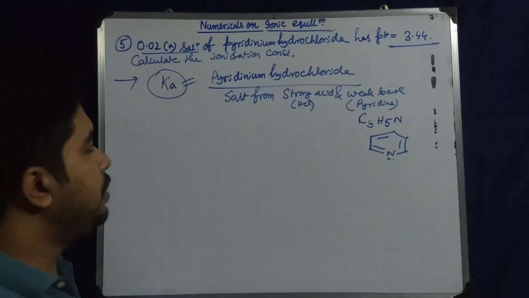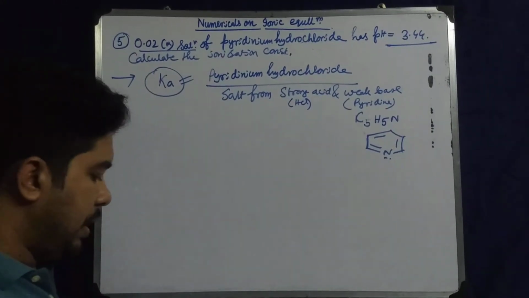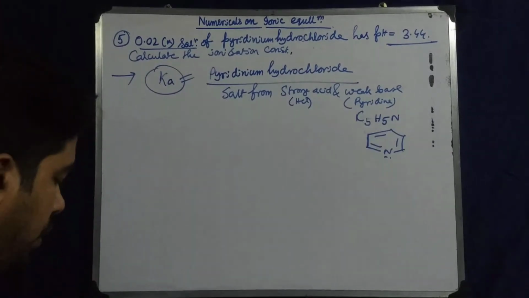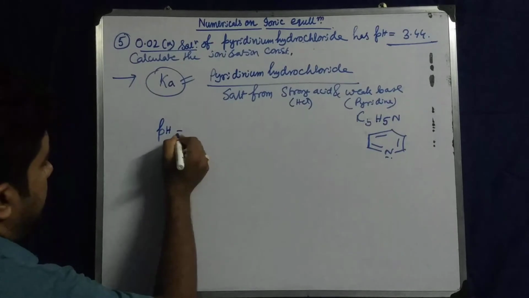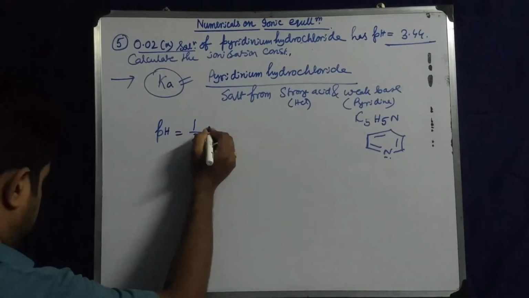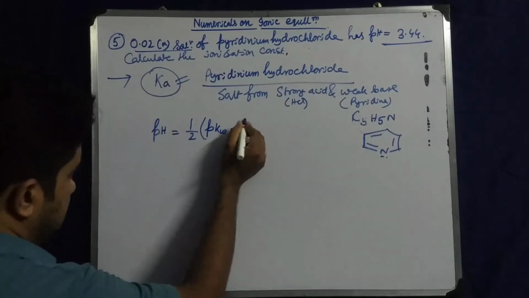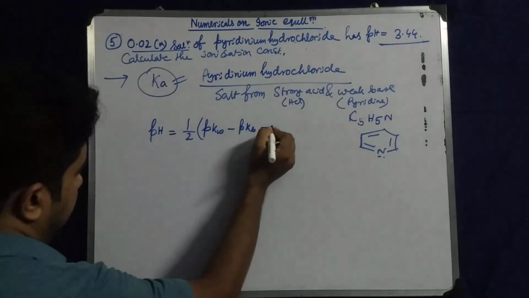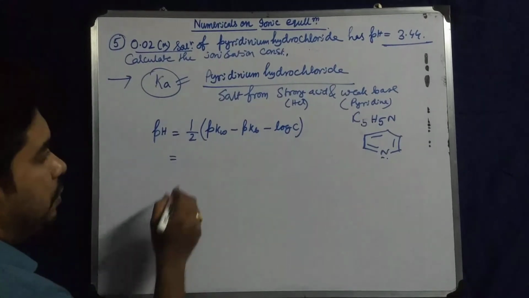Okay, so let me tell you about the salt from a strong acid and a weak base. We will calculate the pH of an aqueous solution of this salt. The formula will be pH = half of pKw minus pKb minus log C. So that will be the formula over here.